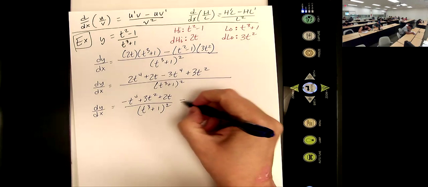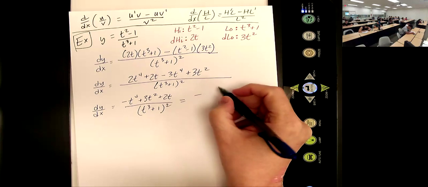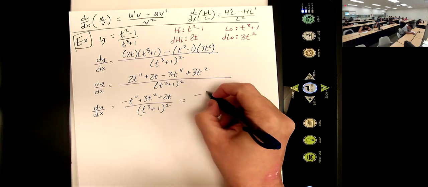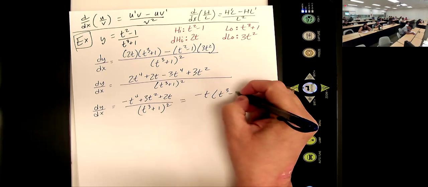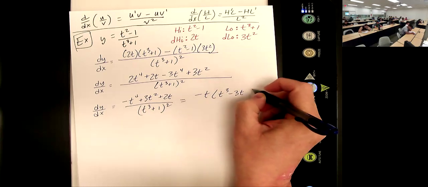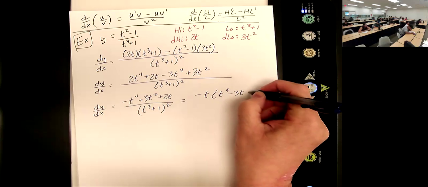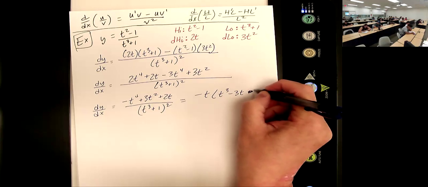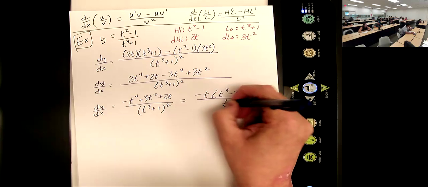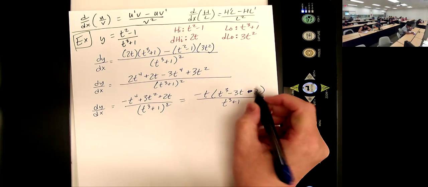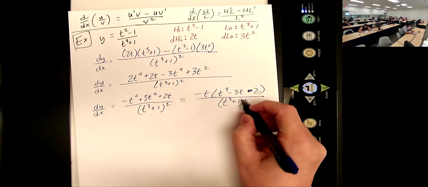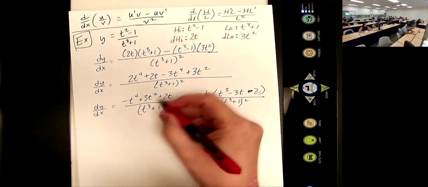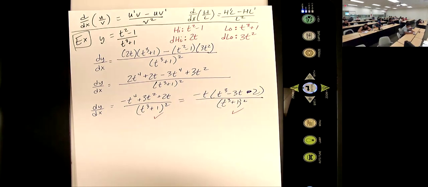And even if I factor out a negative, negative t, I could factor out. That's not gonna help us clear anything on the bottom. So I would say either this form or that form is a good ending point.